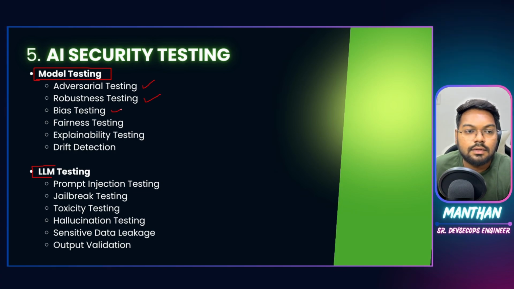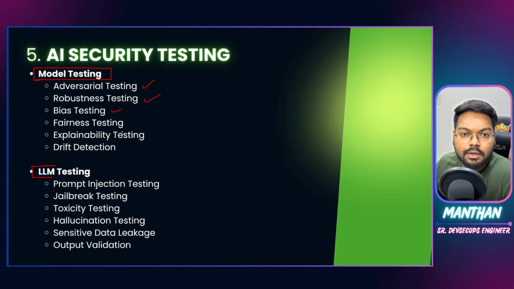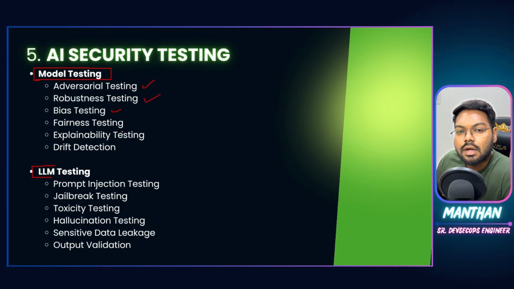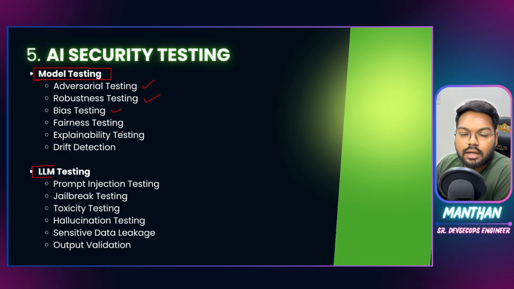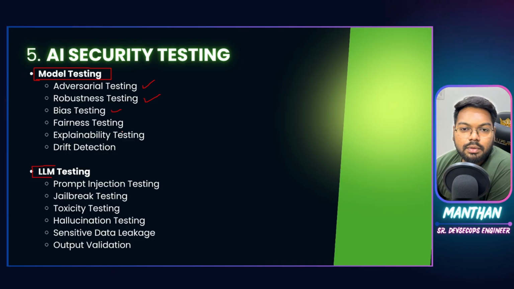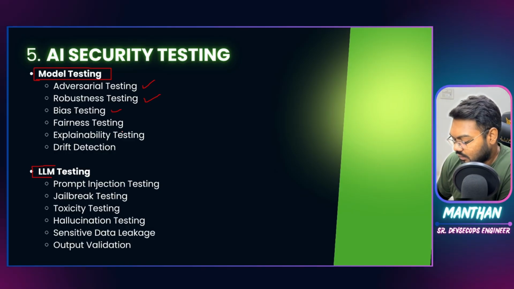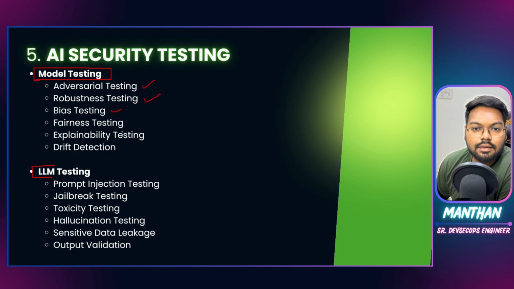Then bias testing is what you need to test your model against. For example, if someone asks, hey, give me your opinion, I mean the model's opinion, on how Russia is doing in the Ukraine and Russia war. And someone says, oh man, Ukraine is so good, they are peaceful people, and these Russians are so bad. That is a kind of bias. You are biasing against a specific country.